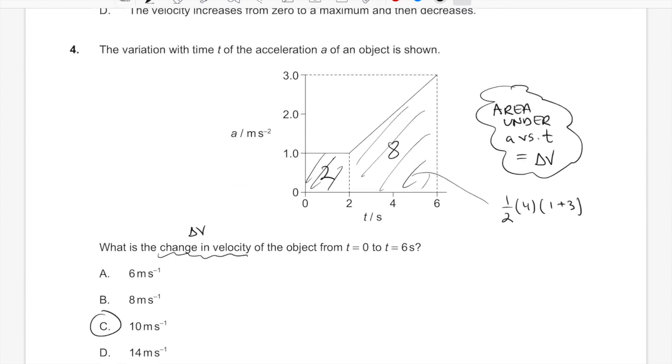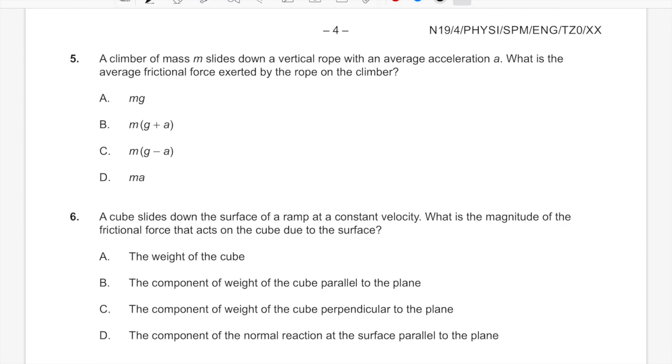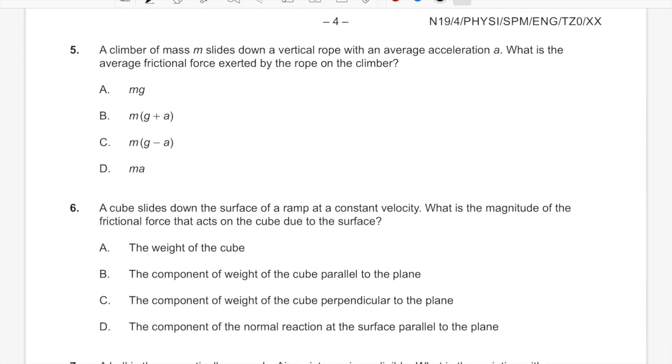Okay, next question. A climber sliding down a vertical rope has an acceleration. What's the average frictional force? Okay, so free body diagram. We're going to first draw the weight, of course, mg, and then there is a friction force pointing upwards. It's going to be a little bit smaller because he is sliding down with an acceleration a. So there is a net force down, but F is pointing up a little bit.